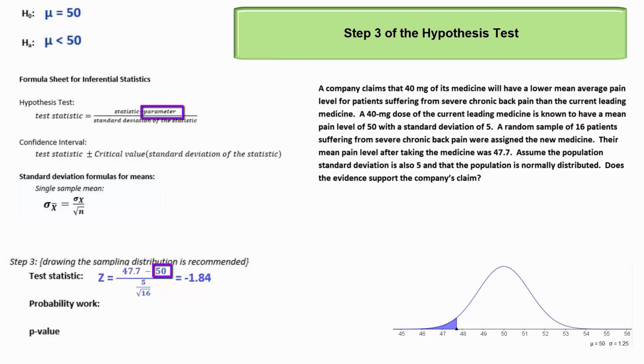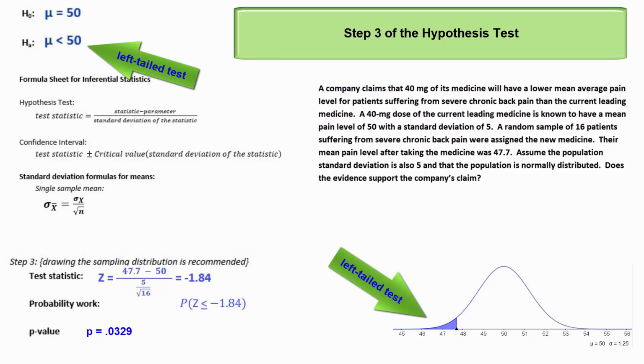Our parameter is the assumed population mean of 50, and our statistic is our sample mean of 47.7. Show the probability that z is less than or equal to our test statistic of z equals negative 1.84, and list the probability, referred to as the p-value of the test. This problem was a one-tailed test. Only an extreme sample mean well to the left of 50 will convince us to believe the alternative is true.